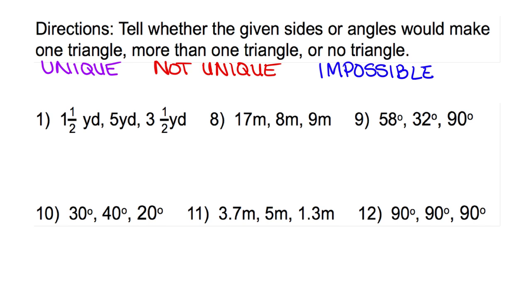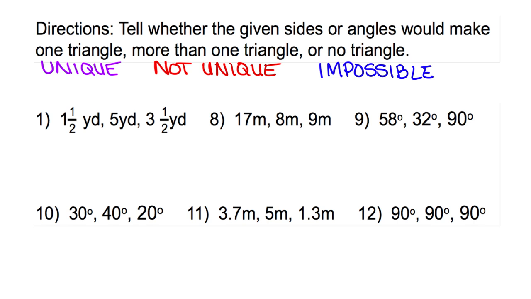Number 8. Sides or angles? Those are sides. So how do we test it? You add, right? What do we add? The 2 smallest side lengths. What are the 2 smallest side lengths on number 8? 8 and 9. So what's 8 plus 9? 17. So that makes a triangle. No. You are correct. He was a little scared there for a minute.